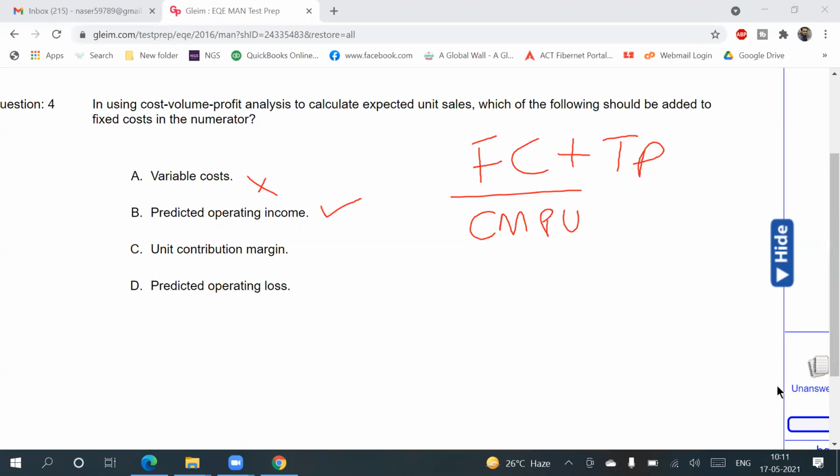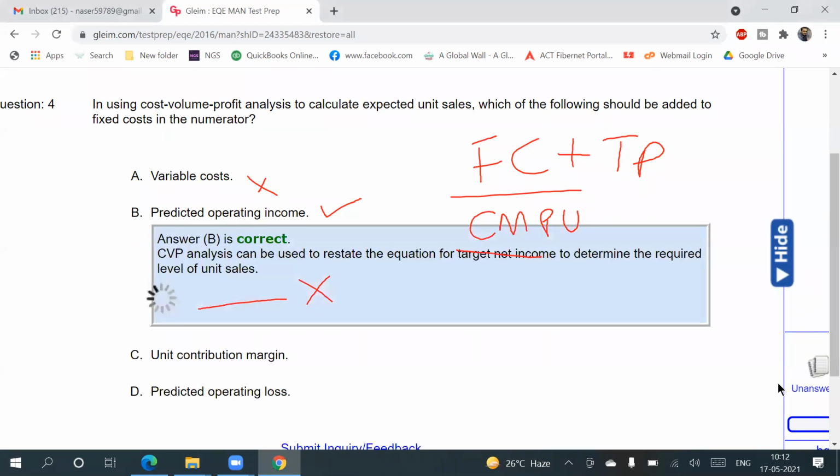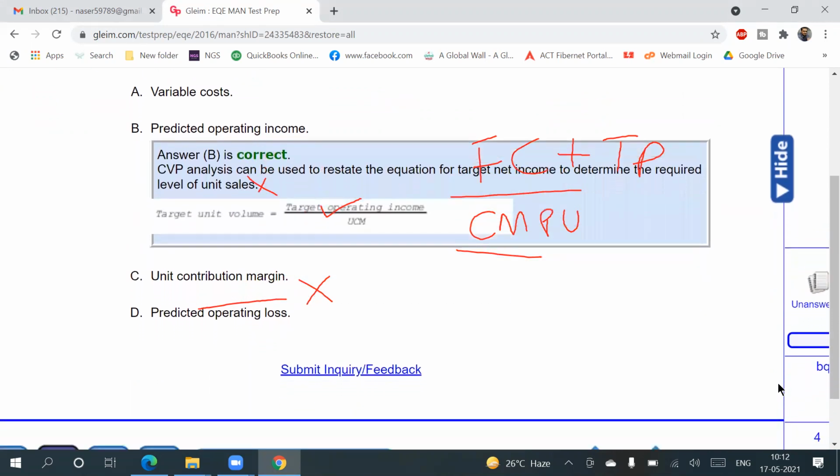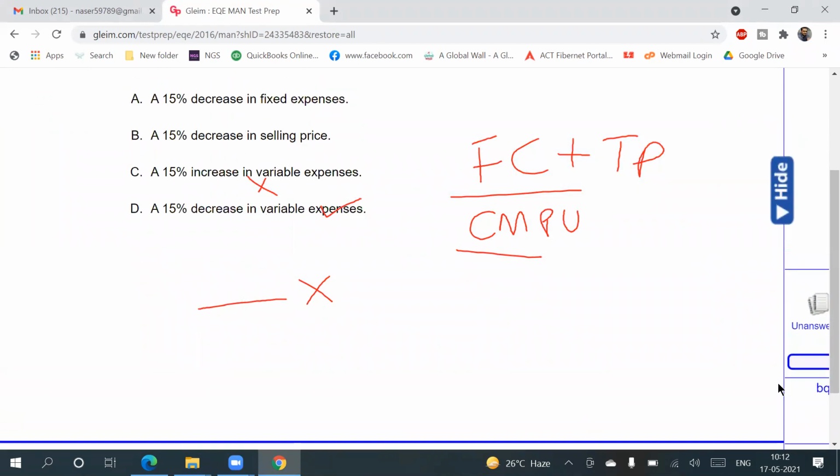Unit contribution margin will be in the denominator itself. It won't be in the numerator. Predicted operating loss, I'll not add it. So the answer should be this. Let's see in here. Predicted operating income. Yes, it goes with the target unit volume, target operating income plus. You can do that. Now let's move on to the next question.